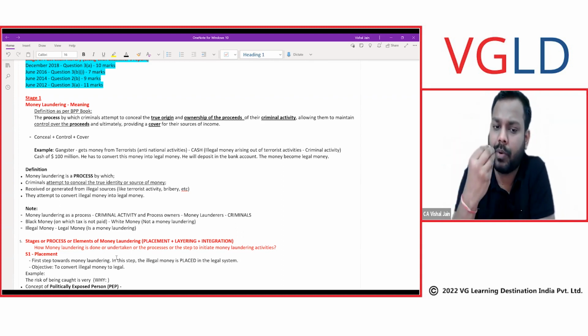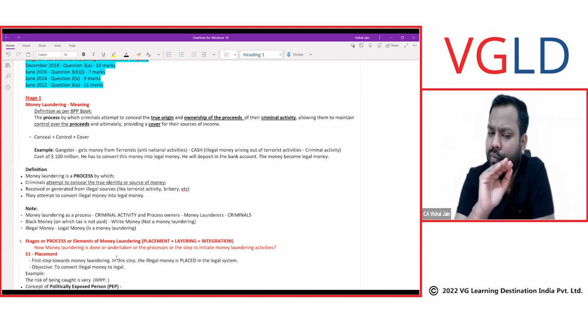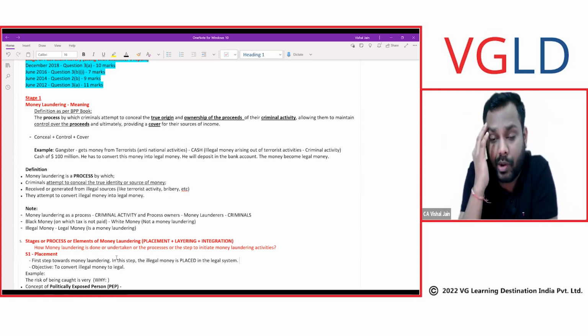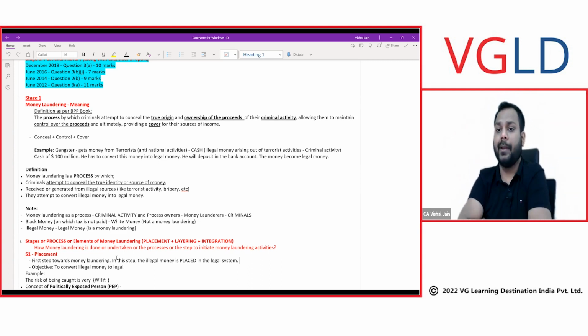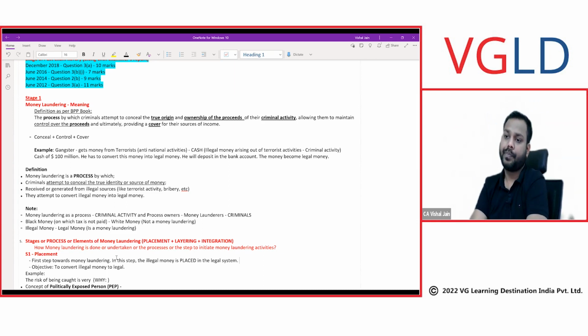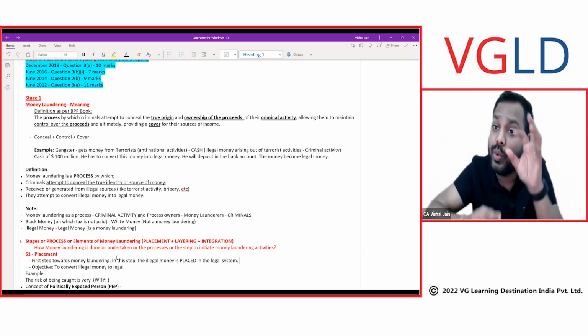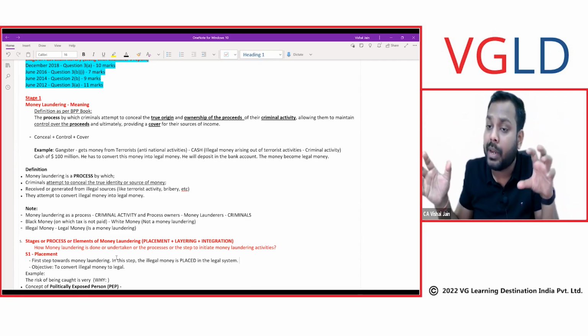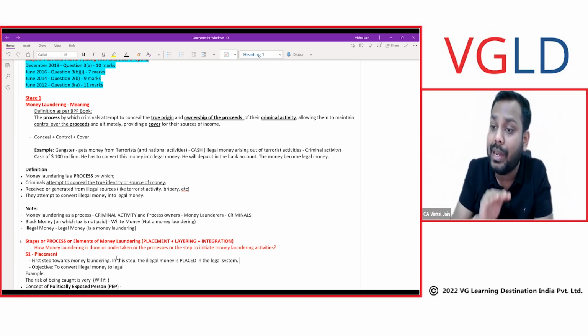Now understand. See, you know about the process of placement. You have to have a brief understanding of placement, layering, and integration. Tell me, in which of these three stages is the risk of being caught very high? Placement, layering, or integration? Think like a money launderer and tell me where the risk is very high. Placement. Why? Because at that point you do have the cash in hand. You are exposed. You have that illegal money in your hand.